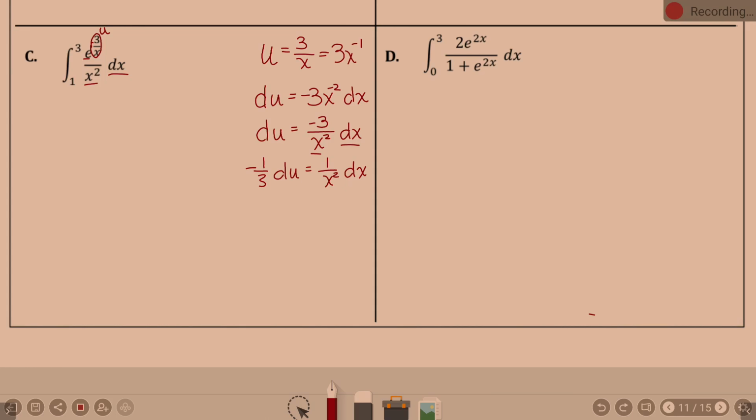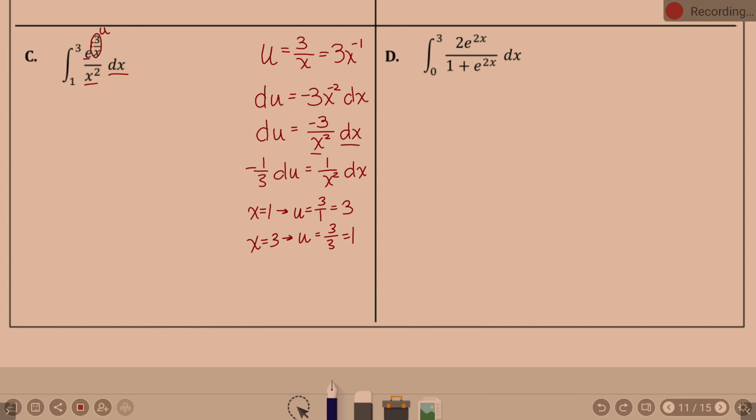Or if you want, you can think of it as multiplying by negative 1/3, because multiplying negative 1 over 3 and the negative 3 on top would cancel. Okay. Oh, we need to change some bounds, don't we? If x is 1, then u is 3 over 1, which is 3. If x is 3, u is 3 over 3, which is 1. That's not the confusing part at all.